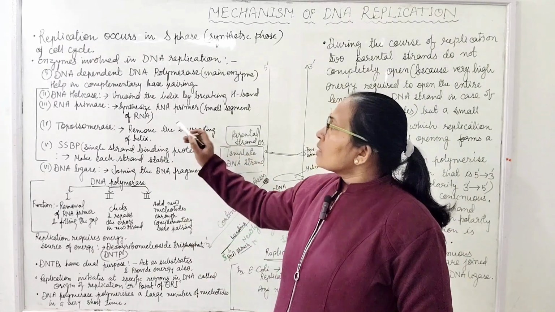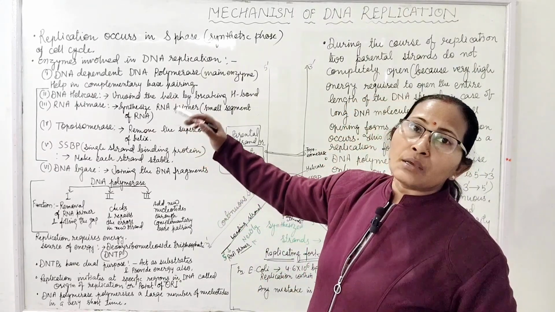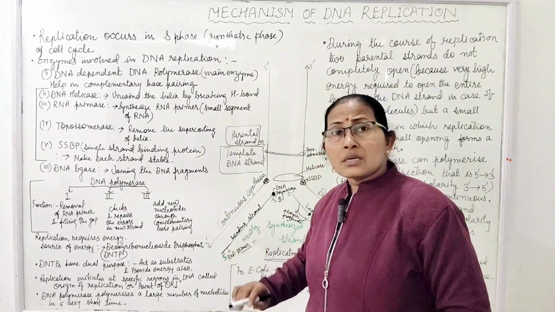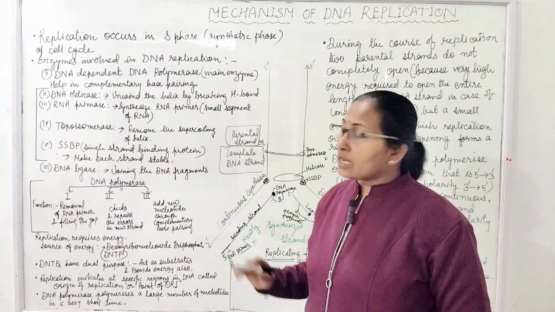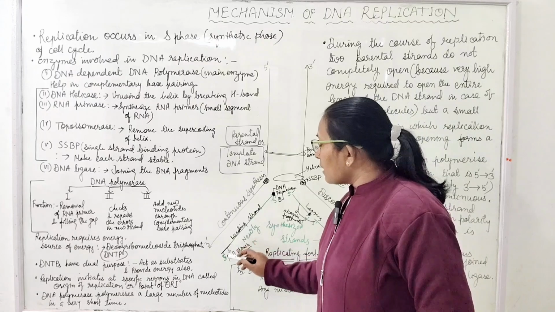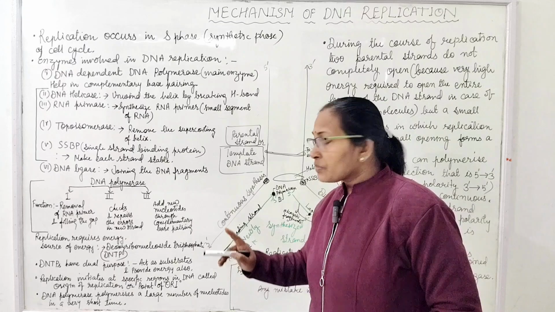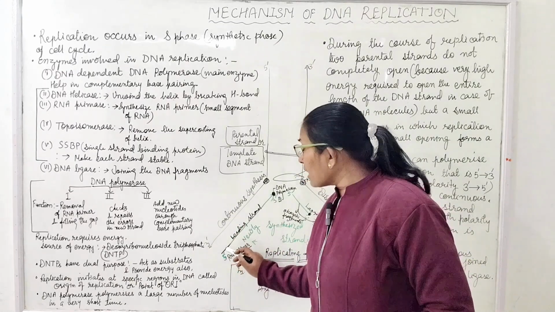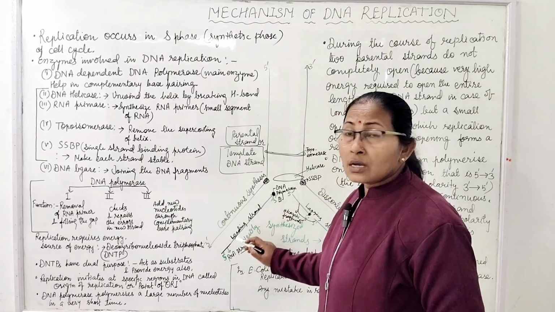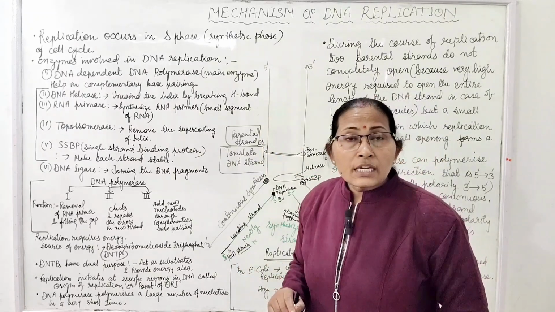RNA primase synthesizes the RNA primer. Replication starts by the RNA primase making a small segment of RNA. The RNA primer initiates the replication process. DNA replication initiates by the RNA primase, which makes the RNA primer, a small segment of RNA first added in the 5' to 3' direction, and then new nucleotides are added by the DNA polymerase.